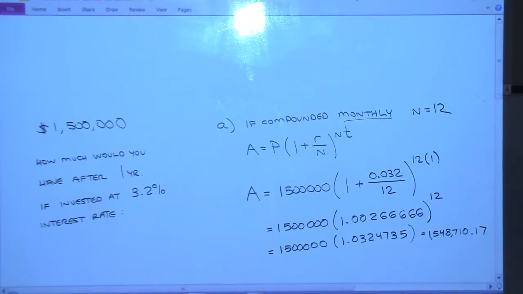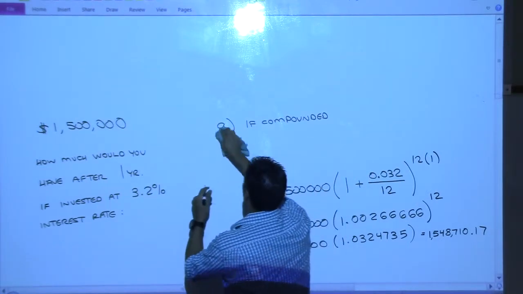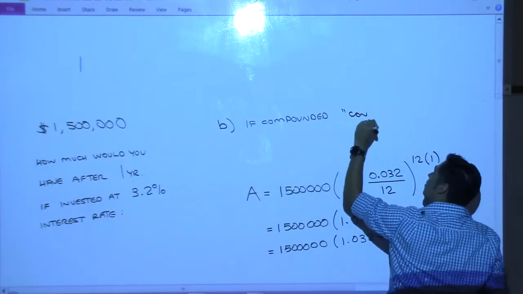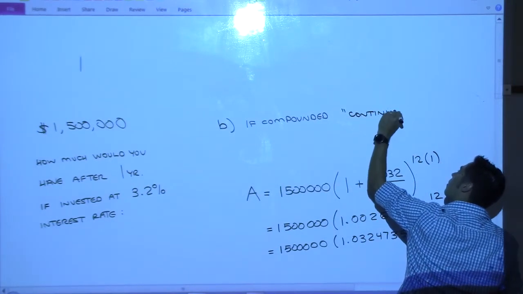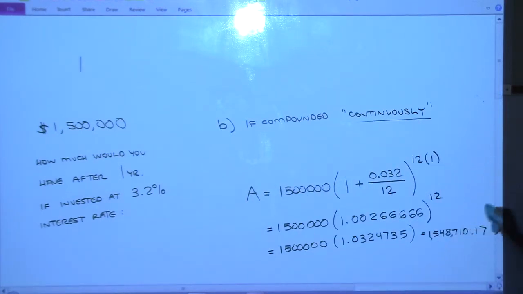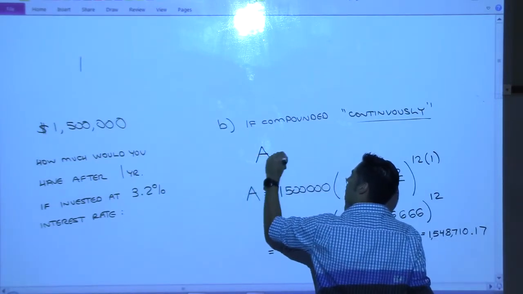For part B, I said, how much is there if it's compounded what? Continuously. So when you see the word continuously, you're going to use the other formula. Okay, that's the key word right there that will let you know you need to use the other formula. Now I call this the shampoo formula.